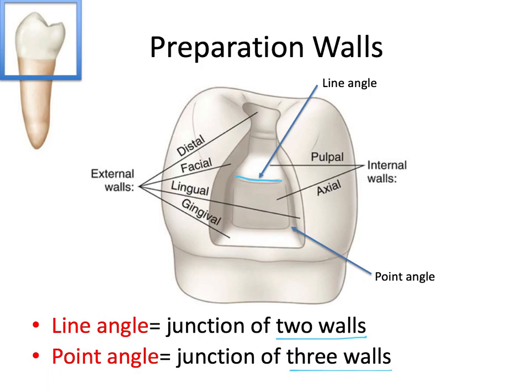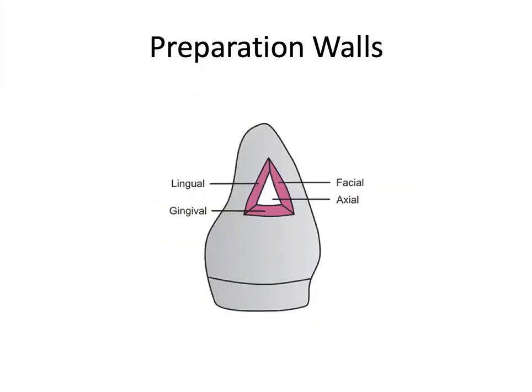So really important terms to know. Specifically what they're called depends on the walls that are intersecting there. So this line angle I drew here is the intersection of the axial wall and the pulpal floor. So that's called the axiopulpal line angle. This one down here is called the axiolinguogingival point angle. So you just combine all of the involved walls. This is a quick diagram of a class 3 preparation. You can appreciate how all of the names of these walls sound familiar and they follow the same concepts that we just discussed.